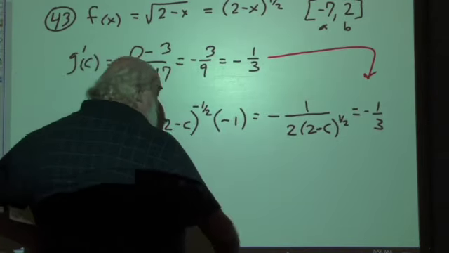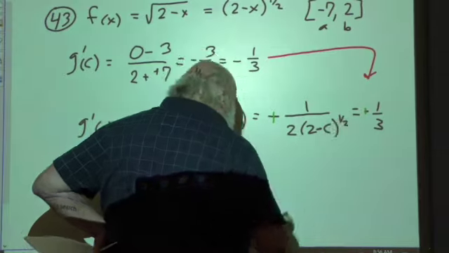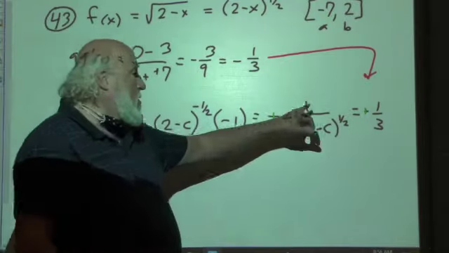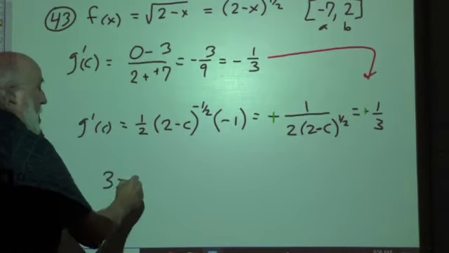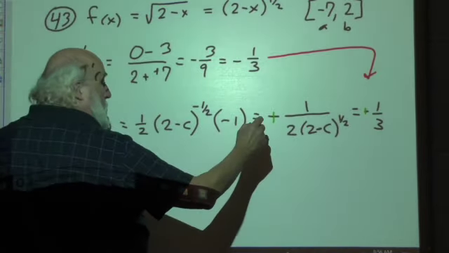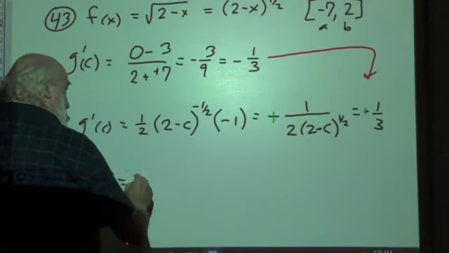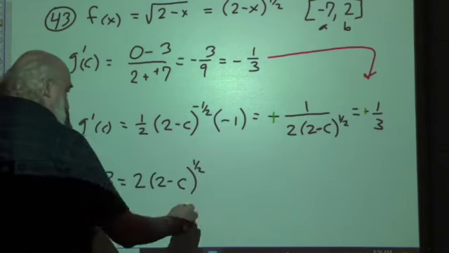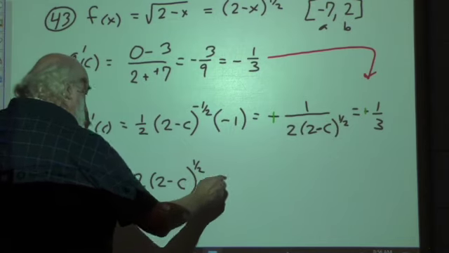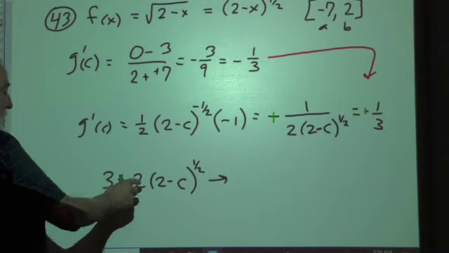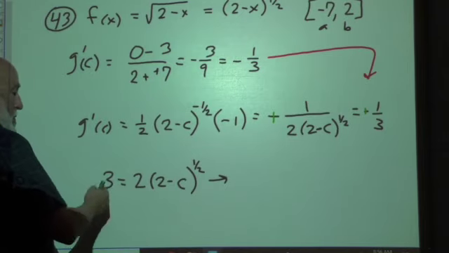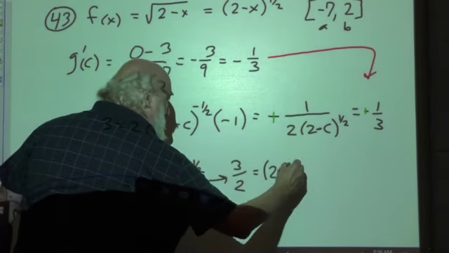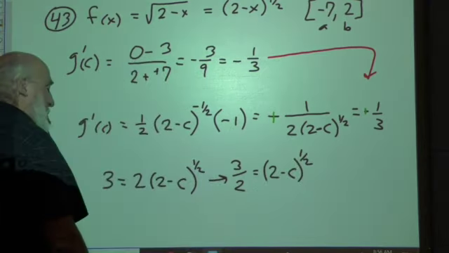Well, we're going to make life a whole lot easier for us just by getting rid of the negative signs that are getting in our way here. So now I'm going to cross multiply. I'm going to multiply 1 times 3, which is 3, and 2 times 2 minus C to the 1/2 power times 1 is 2 times 2 minus C to the 1/2 power. Now I'm going to move the 2 over here so we get this radical by itself. So divide by 2, that gives me 3/2 equals 2 minus C to the 1/2 power.